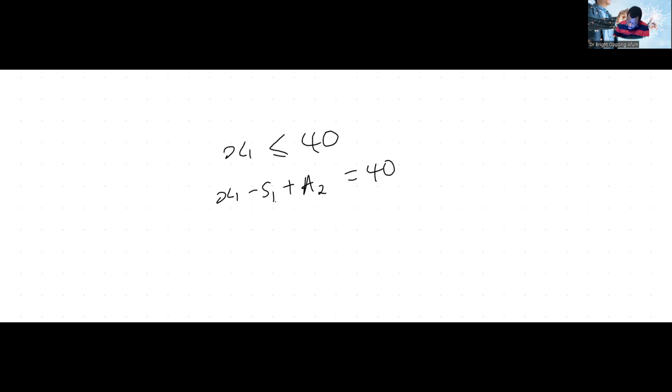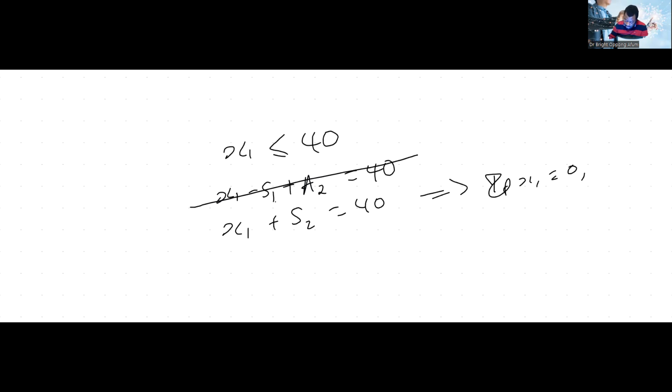So it's rather x1 plus s2 is equal to 40. What this means is that if x1 is equal to 0, then s2, let's use s1, the first time we are introducing it, then s1 is actually equal to 40, right? So it's supposed to be plus, right? Yeah, supposed to be plus.